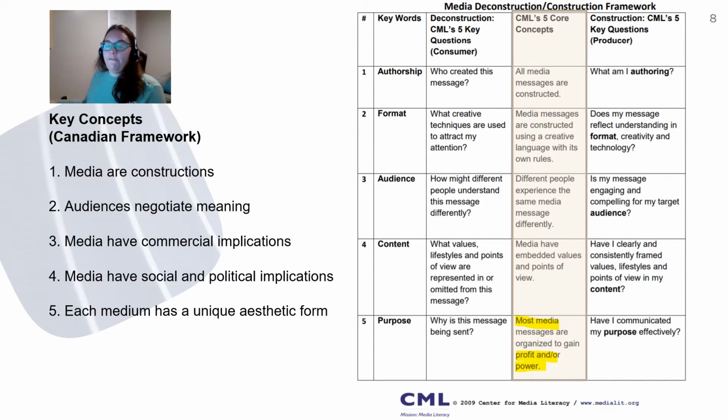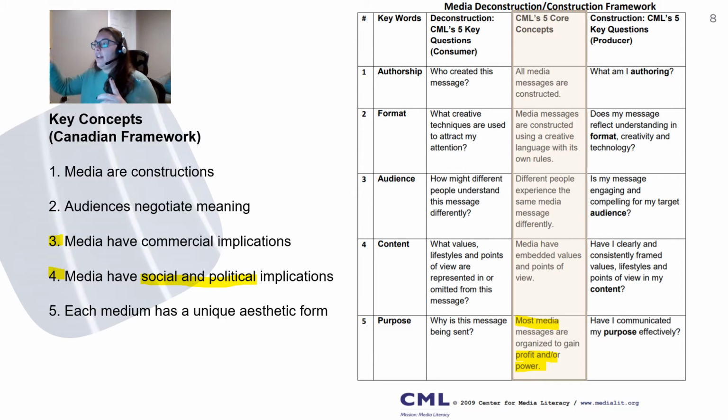While the Canadian framework shows you these 2 principles, and sometimes it's not about commercial implications. Sometimes it's about social and political. And there is no mention in there about power. And power is such an important concept in media. It's not just about those political implications. It's about the power that they want to gain from the message.